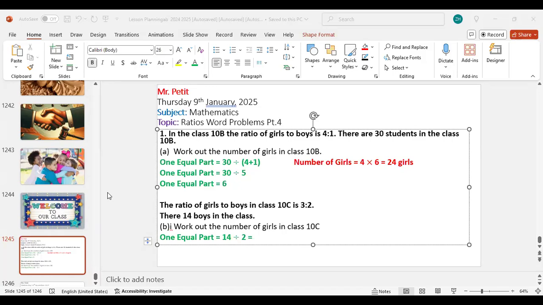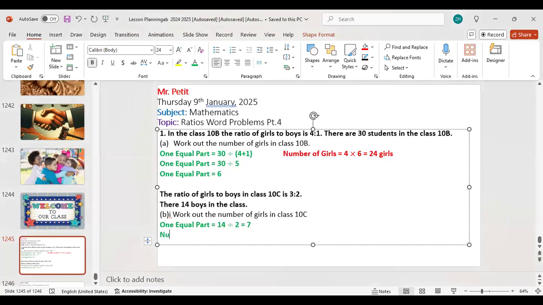Mr. Petty, isn't the answer going to still be 14? No. One equal part is going to be 7. But isn't the answer going to still be 14 when you multiply it by 2? No, we're trying to find girls. Think about it. We're trying to find girls. So we know that one equal part is 7. How are we going to find the number of girls? What are we going to do?